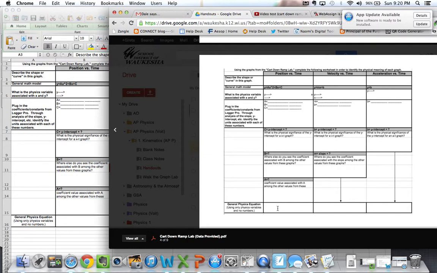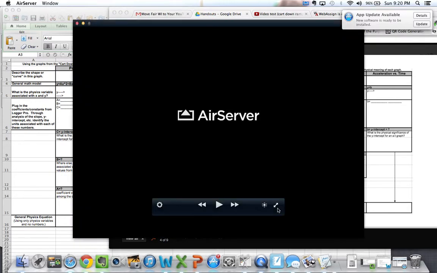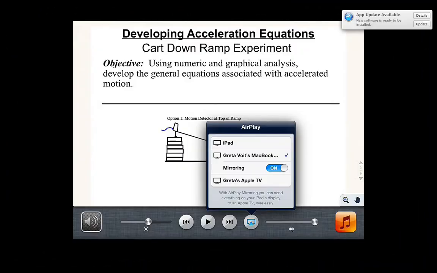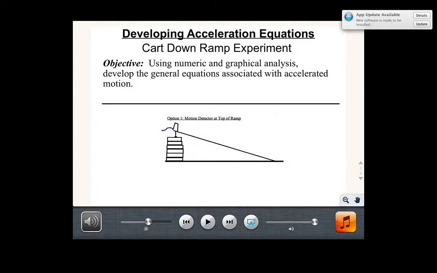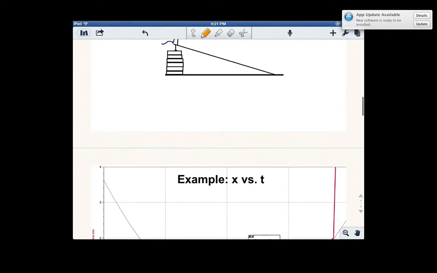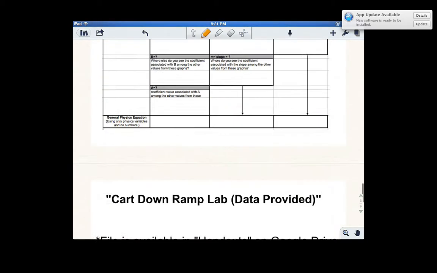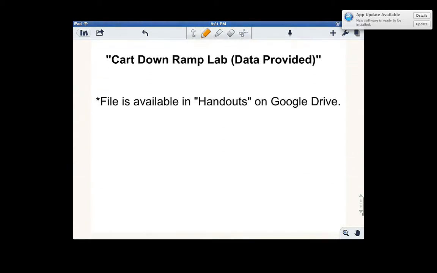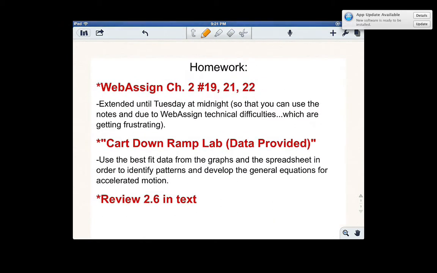Now, one last piece. Let me flip back over to my iPad real quick so we can show that. We have one last piece that I want to point out here. So you got that from the Google Drive. Here's a homework. I want you to do WebAssign. These are the ones from the weekend.